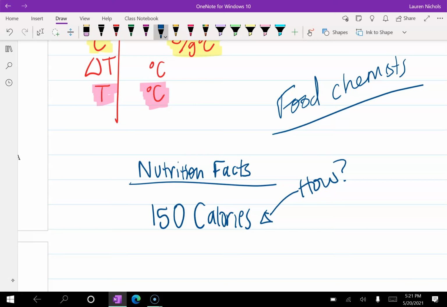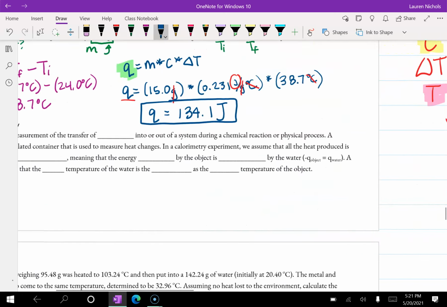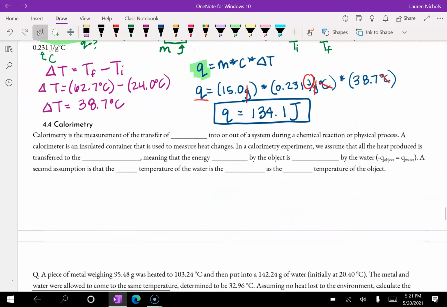And so these food chemists would do an experiment to figure out how much energy is released, because the calorie just measures energy. We can also use it to identify unknown metals, because if I have a block of a metal and it's silver in color, that doesn't really tell me much because there are so many silver metals. So you can do an experiment.